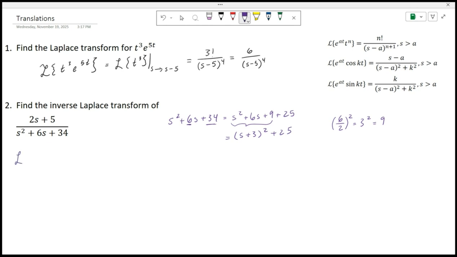So I'm going to go ahead and throw this inside the Laplace inverse, just to remind myself that that is my ultimate goal. And I have 2s plus 5 over s plus 3 squared plus 25.